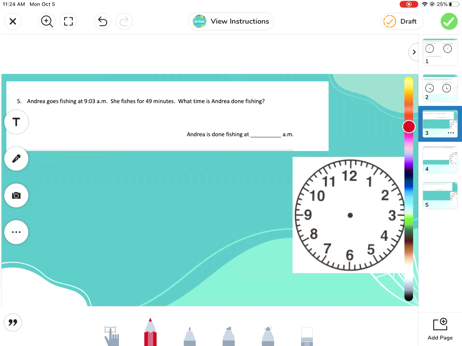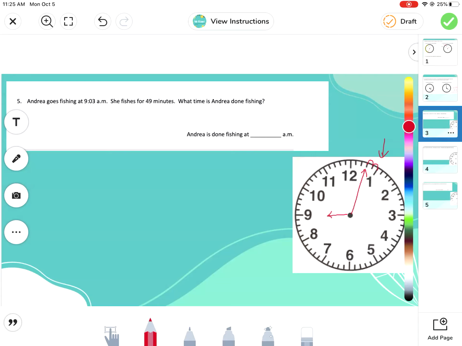Andrea goes fishing at 9:03. She fishes for 49 minutes. What time is Andrea done fishing? So you may use this clock I provided to answer this question. So let me mark down the starting time. So it started at 9:03. 9:03, somewhere here. And she fished for 49 minutes.